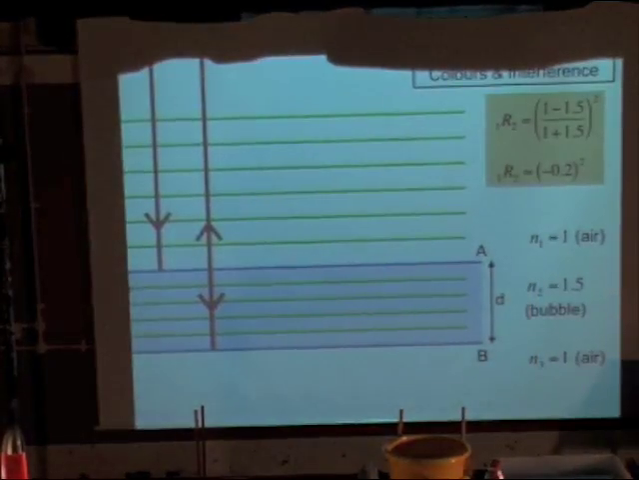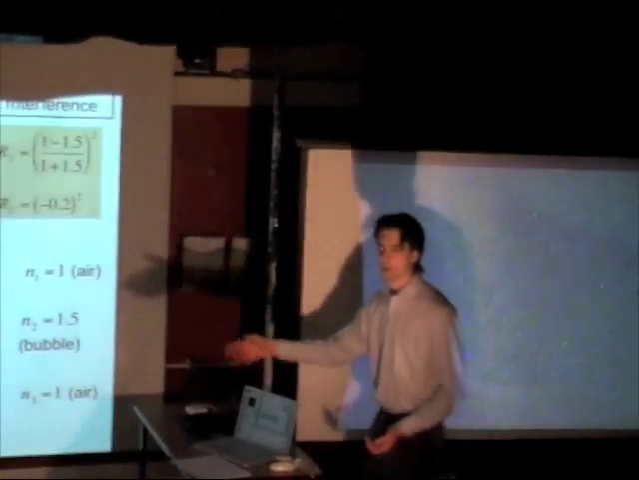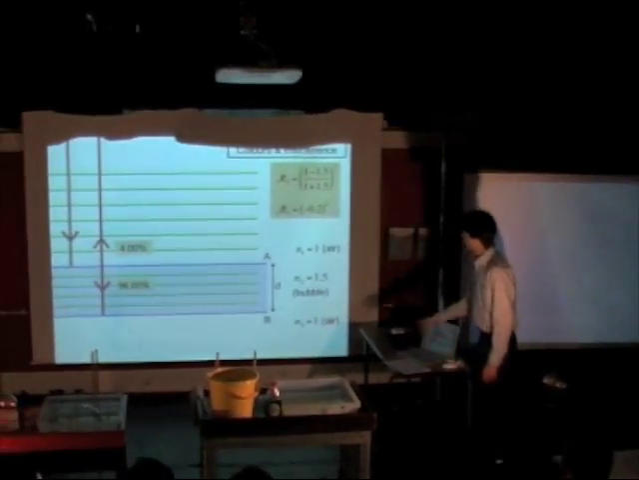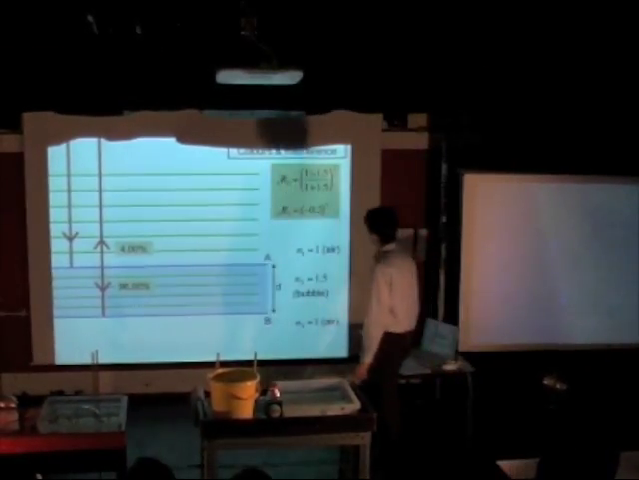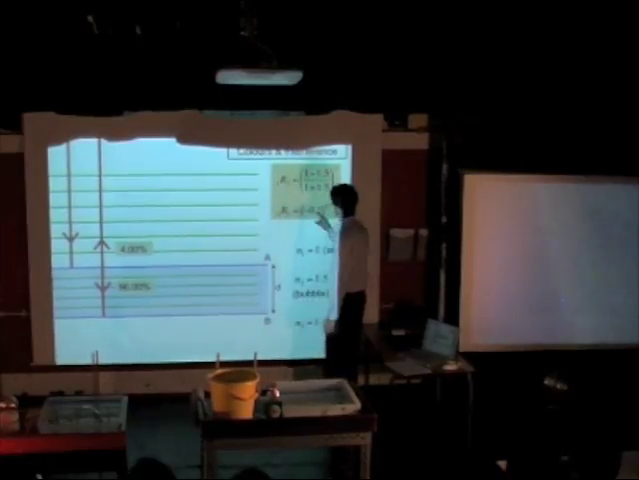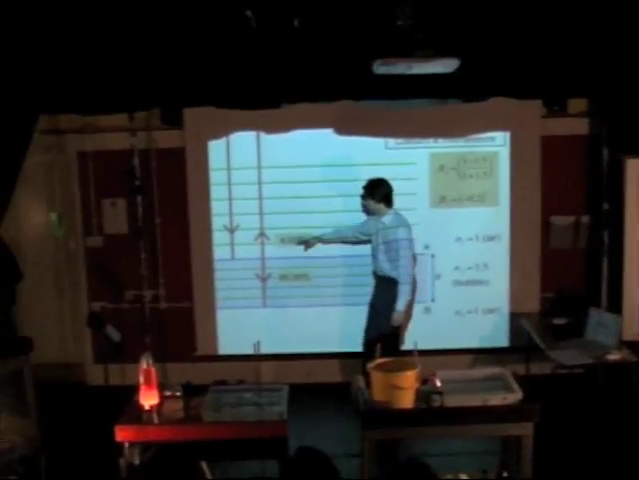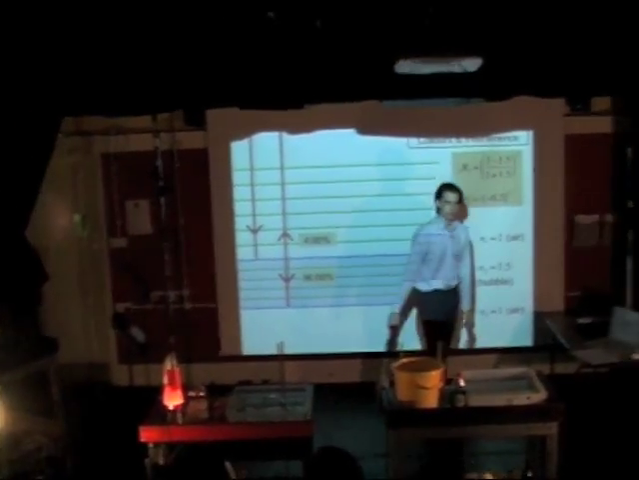Right. So we've done that, we got minus 0.2, but that's cool, we'll remember that later. We need that for later. But if I do the maths, I figure out that minus 0.2 squared gives you 0.04, so that's 4% of the light. So I've got 100% coming in, I get 4% out, 96% goes straight through.